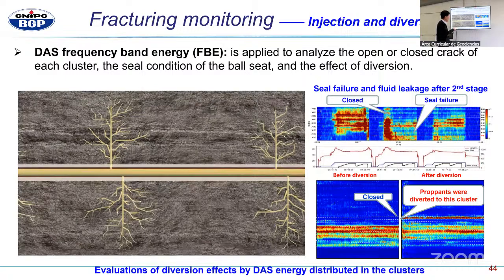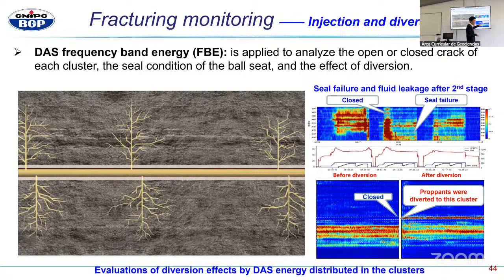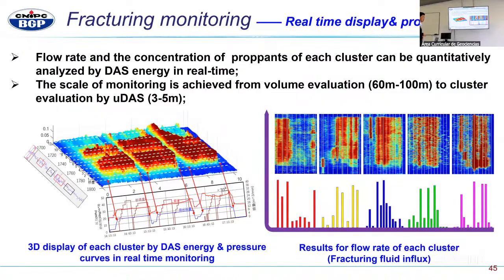And why can we use that to evaluate the diversion? Before the diversion, these perforations, the first, second, and third one, are not open. After using the diversion, you inject the agent. Some clusters will be closed, and this one will be open. So this is what we use to monitor the fracture process. And after the fracture, we can use the results to evaluate the fracture precision and the results.